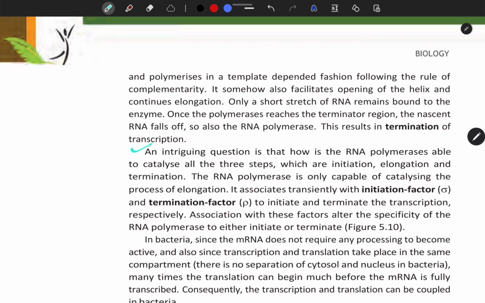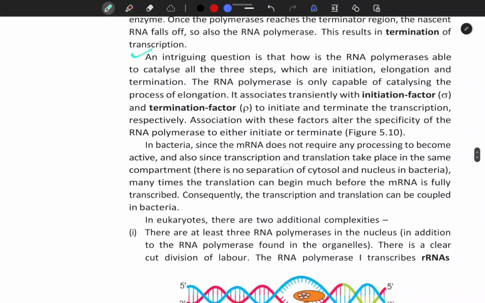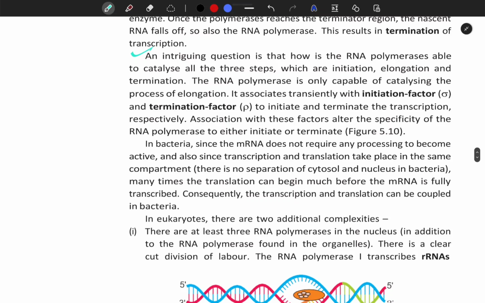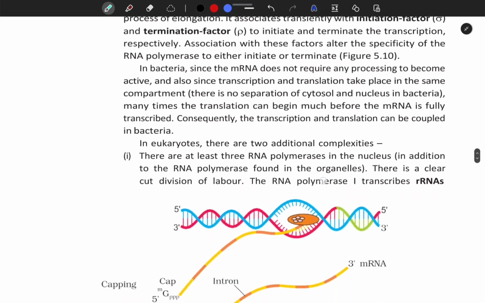An intriguing question is how the RNA polymerase is able to catalyze all the three steps, which are initiation, elongation, and termination. The RNA polymerase is only capable of catalyzing the process of elongation. It associates transiently with initiation factor sigma and termination factor rho to initiate and terminate the transcription respectively. Association with these factors alters the specificity of the RNA polymerase to either initiate or terminate, as shown in figure 5.10.